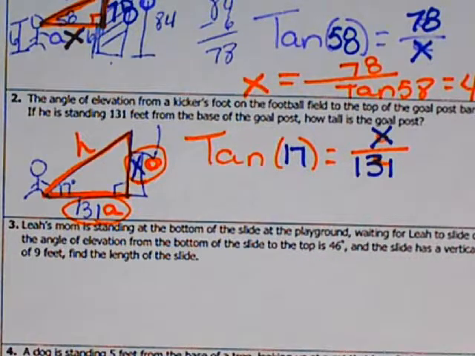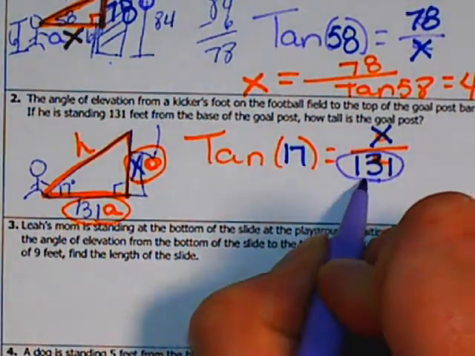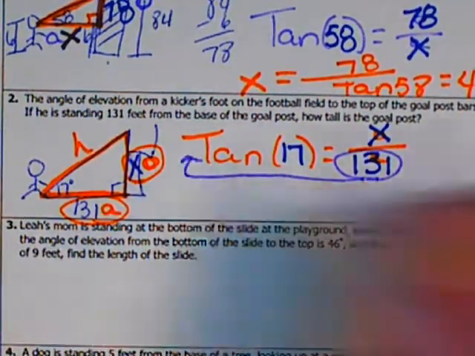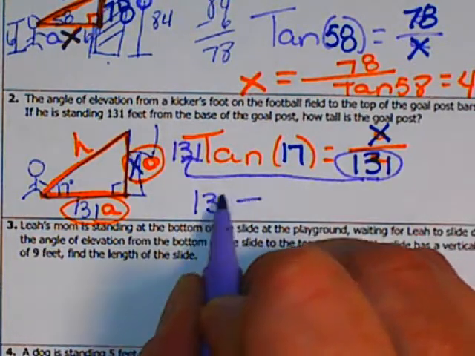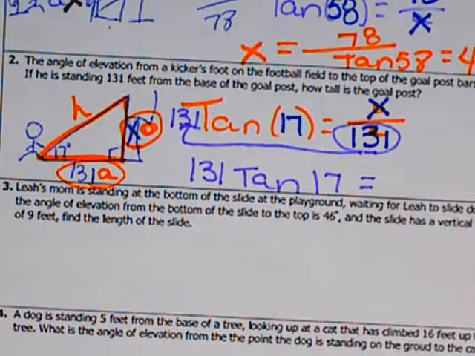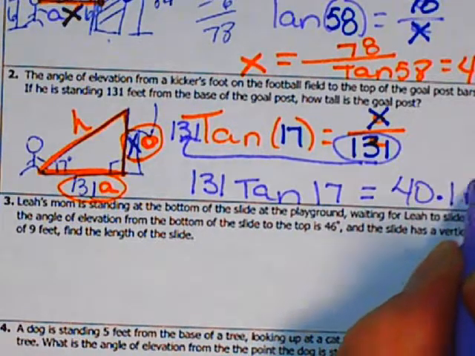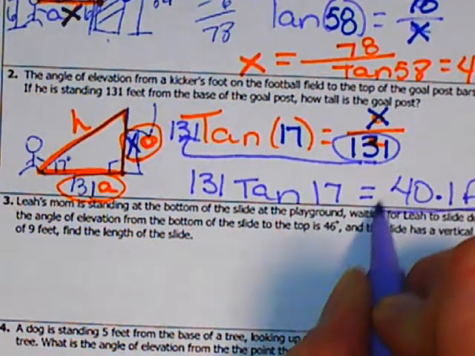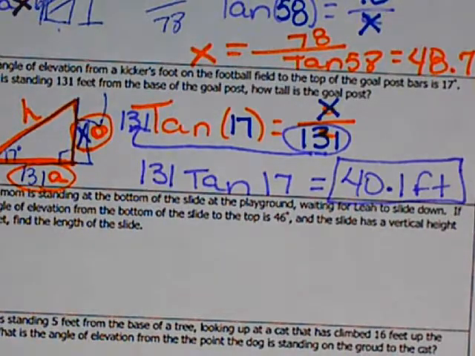Adjacent is 131. What do you do when the bottom is a number? What's the Scooby do? You switch it. It comes over to the front. So we're going to type in 131 tangent 17. And what do you get? 40. Oh man, I just deleted my answer. Yeah, 40.05, so it rounds to 40.1. Okay?